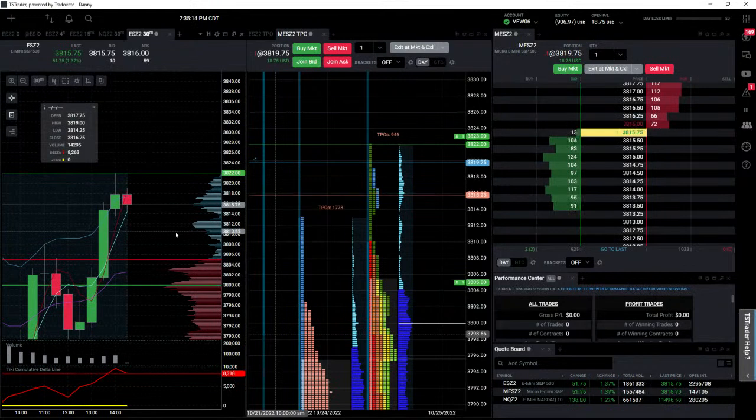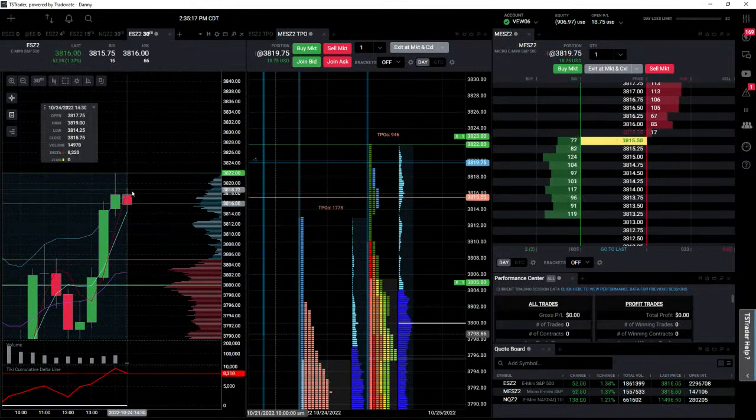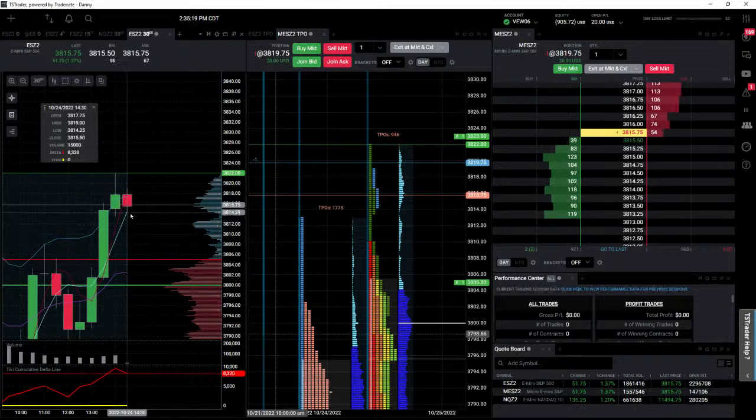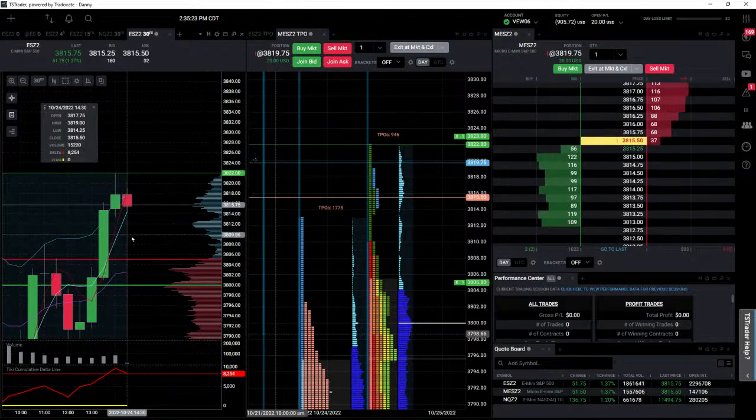All right, we got the 9 session above price, 13 at the bottom. Both of them heading higher.